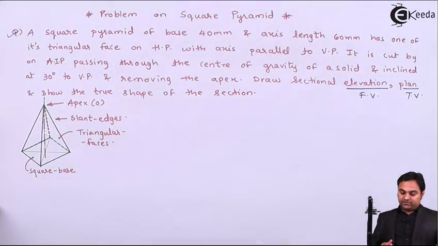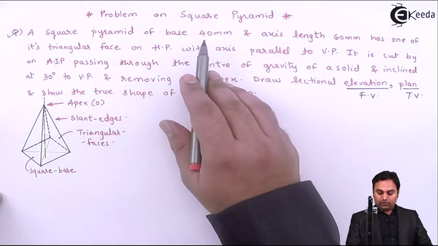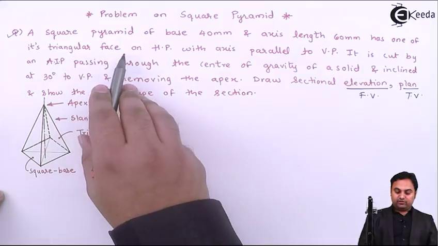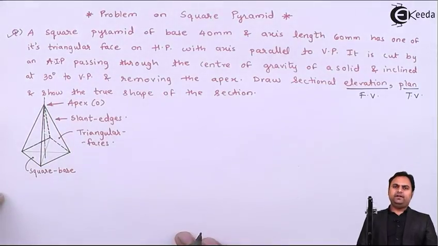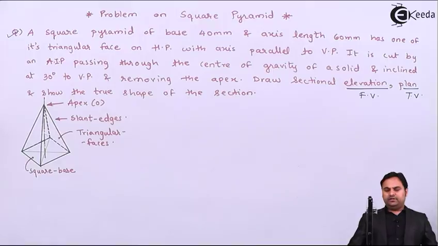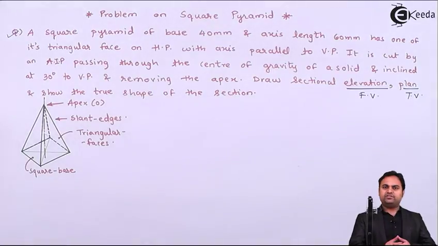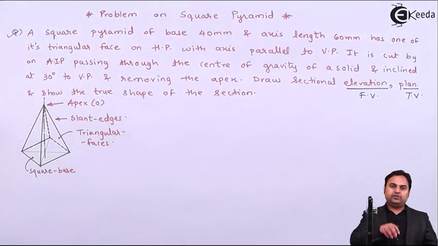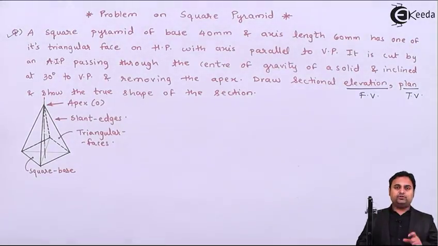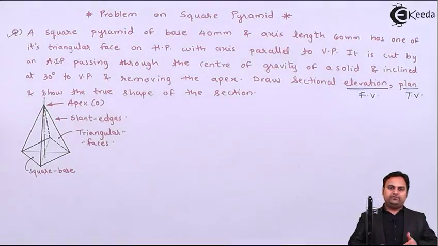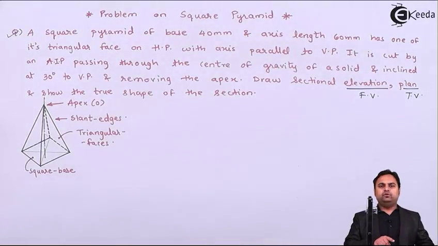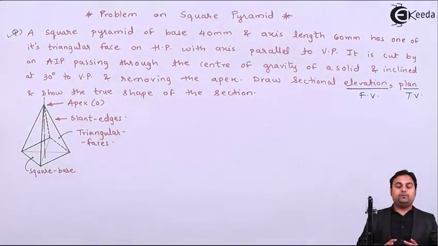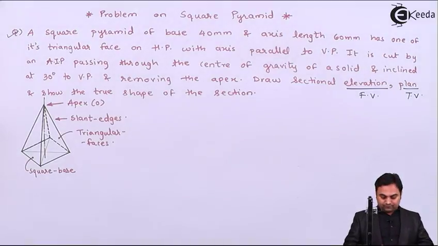Next, in the question it is given that square pyramid of base 40 mm and axis length 60 mm has one of its triangular face on HP. It means the square pyramid, first of all it is in HP like I have shown in this diagram. We can say that this square pyramid is kept in HP, that is on the ground, and when we are keeping it on the ground, from the top view we are going to see the square base, and from the front view the triangular face will be visible. So it means in order to start this problem I need to draw the square in HP.